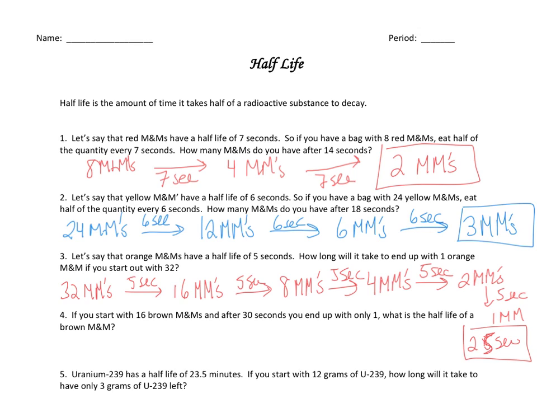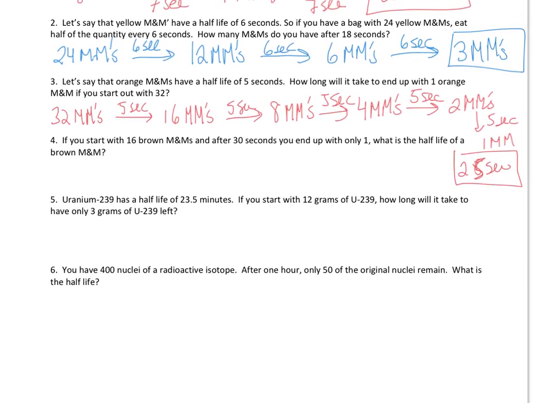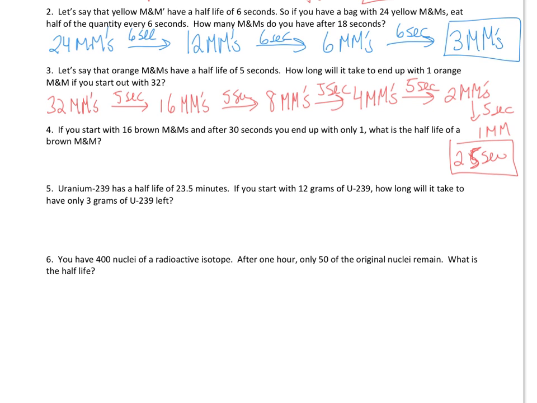Okay, let's do the next one, number 4. It says, if you start with 16 brown M&Ms, and after 30 seconds you end up with only 1, what is the half-life of a brown M&M? So this one's a little bit different, but we're going to do it the same way. We have 16 brown M&Ms. So after the first half-life, whatever it is, we don't know how long it is, we'd end up with 8 M&Ms.